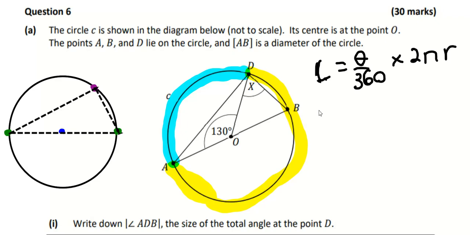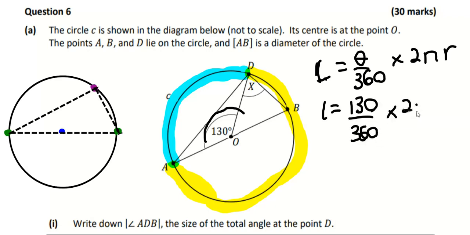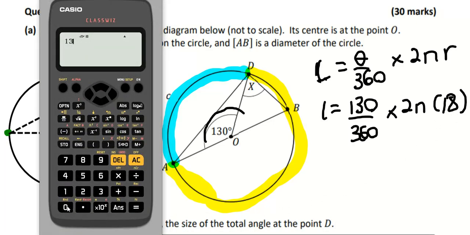And what about the theta value? What's the angle that looks at it? 130 exactly. So we're going to do 130 over 360, and we're going to multiply it by 2 pi times 18. Okay, and we're going to get out the old calculator and we're going to lob it in. 2 pi, and then we're going to go for 18. You cool with that? What do we get?